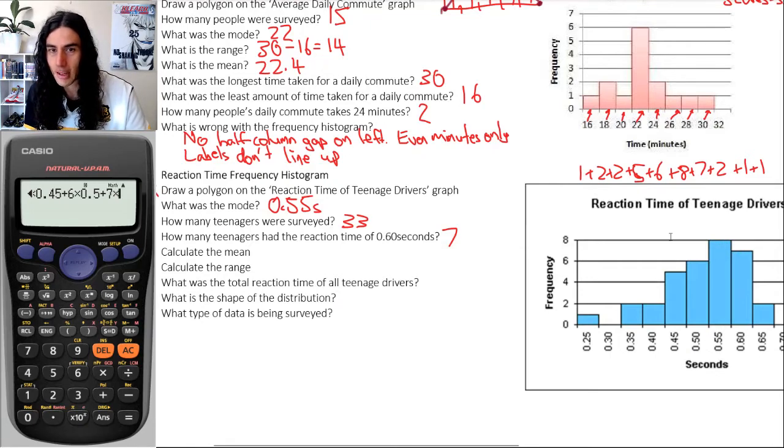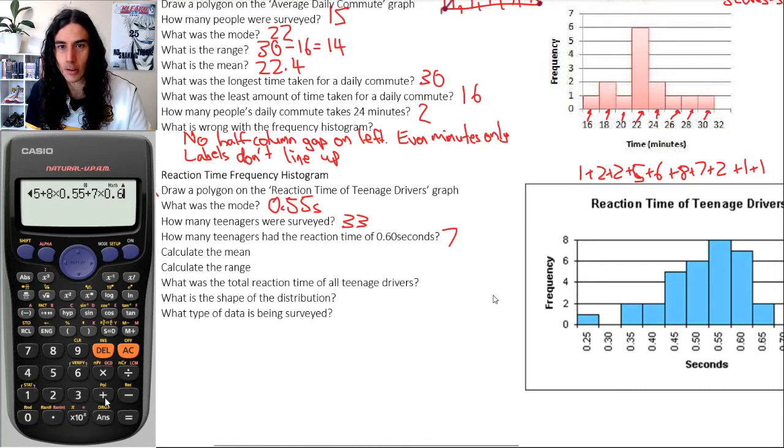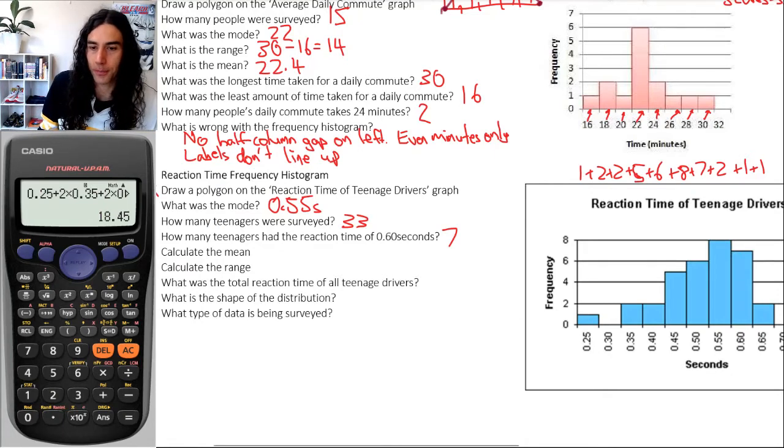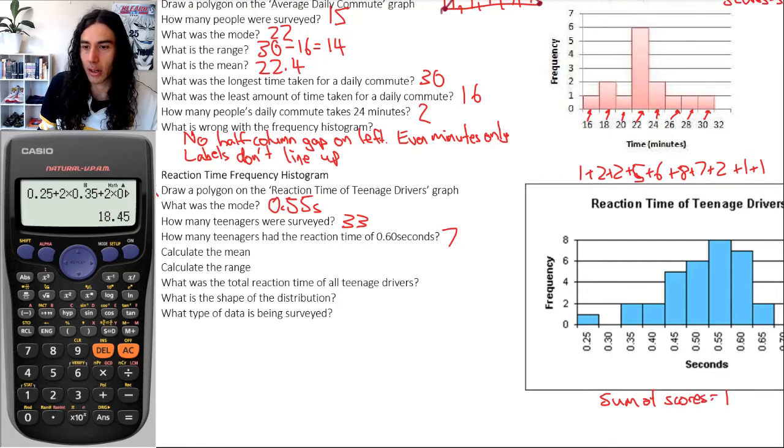No, we're up to the 8 times that. Yeah, I almost skipped that. I almost skipped our biggest one. This is why you need to take your time in maths. Even if you're in a hurry, you got to slow down. 2 times 0.65 and 0.75 plus 0.8. So the sum of the scores using our calculator was 18.45.